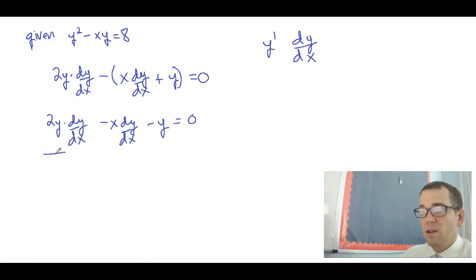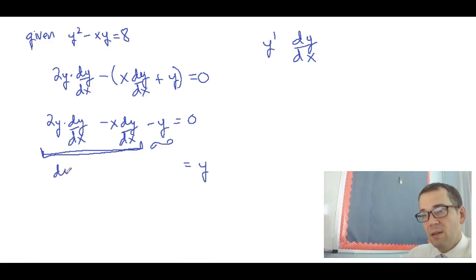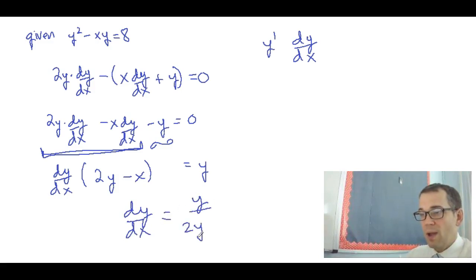If I look at this portion, this will stay on this side of the equation. This guy I'm going to move to the other side of the equation. So this side will just be y. When I factor out the dy/dx, I'm left with a 2y minus x. And of course, to get that dy/dx by itself, I'm going to divide both sides by 2y minus x, showing that, yes, it is true, dy/dx does in fact equal y over 2y minus x.